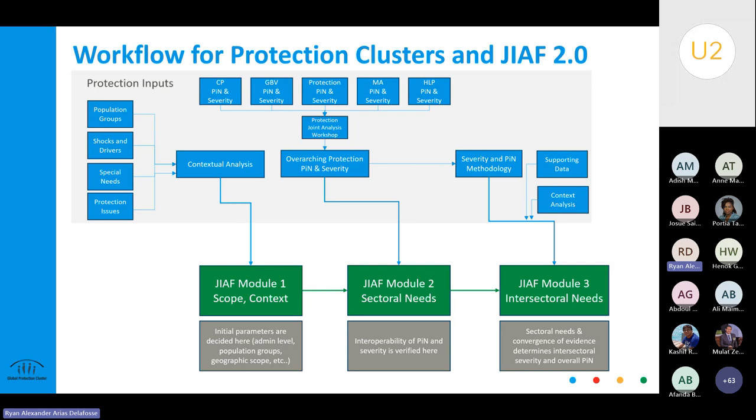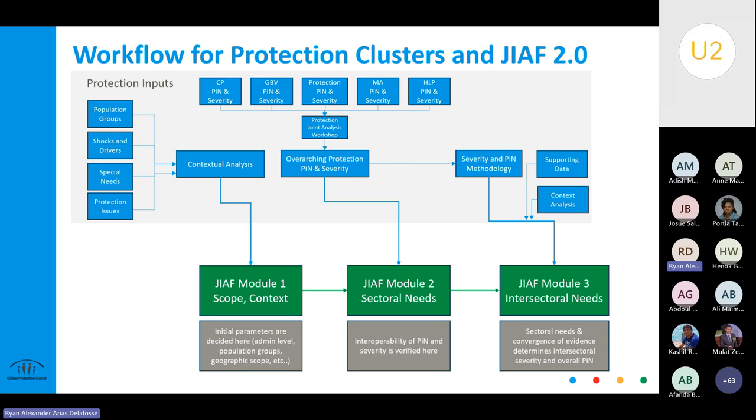The first module, when you have that first session with OCHA, clusters and other partners, when people are choosing your initial parameters, this is the first time for you to start advocating. So we may have our standard population groups such as IDPs, refugees, returnees, non-displaced people, but perhaps there is a different population group that needs highlighting.